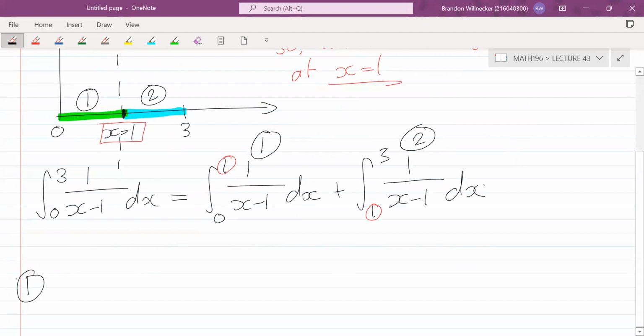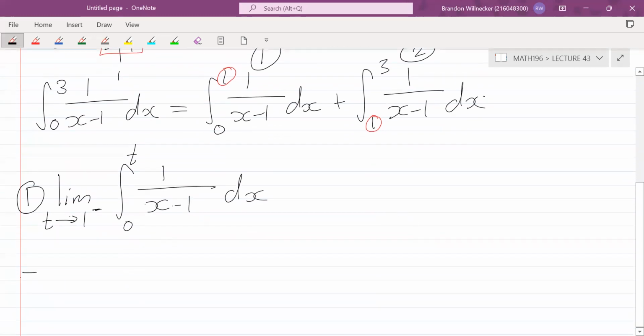So for 1, this is going to be the limit as t approaches 1 minus, because we're on the left-hand side here. Then it will be the integral from 0 to t, 1 over x minus 1 dx. Okay, so we can do this integral. This is the limit as t approaches 1 minus. This is going to be the natural log of the absolute value of x minus 1 from 0 to t.